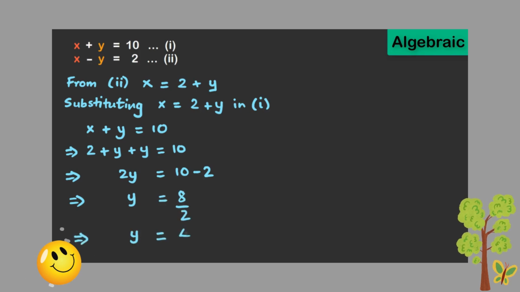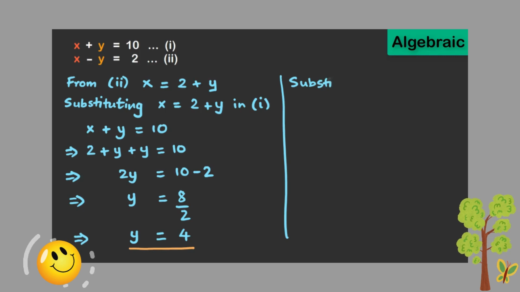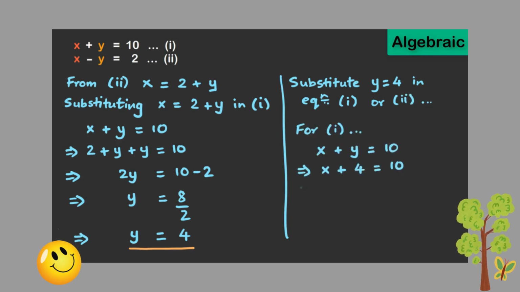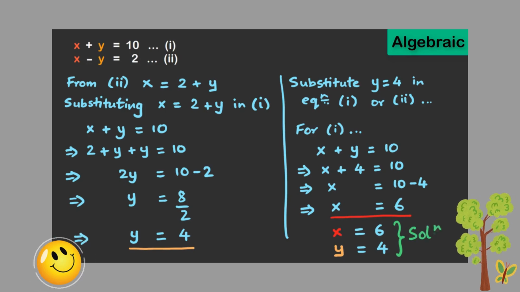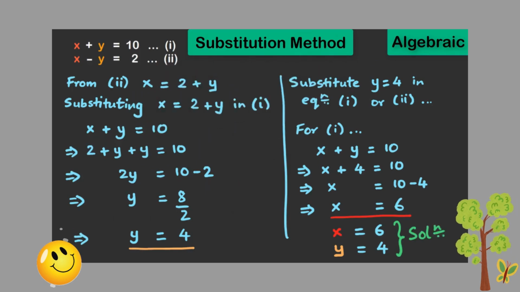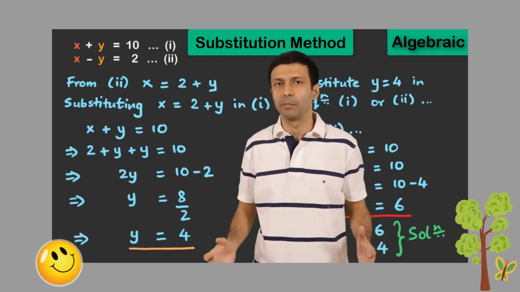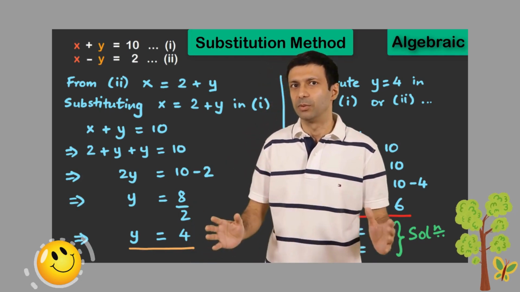And solving, we get y = 4. Now we can substitute y = 4 in equation 1 or equation 2, and we can get the value of x. So if we use equation 1 and substitute y as 4, on solving we get x = 6. So the solution of the equations is x = 6 and y = 4. And this matches the answer of our puzzle. This is called the substitution method. We are substituting one variable in terms of the other. This is a simple algebraic method that we saw here. There are other algebraic methods, but we'll do that in another video.